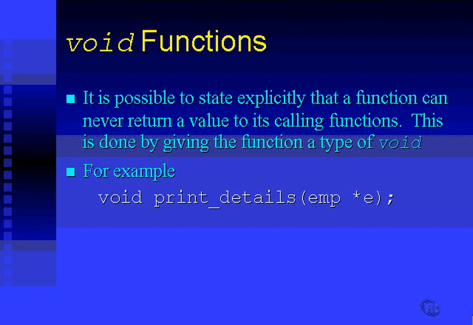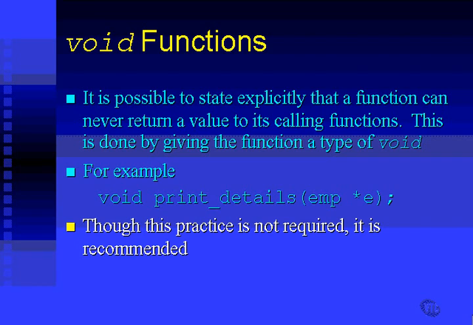A function called print the details of an employee. Now, such a function really doesn't have any return value. It's just going to print out a bunch of details, and that's all it's going to do. So it doesn't need to return a value, so we can make it a void function. Such a function would not need to have a return statement in it. This is not required by the compiler, like I just said a moment ago, but it is strongly recommended.